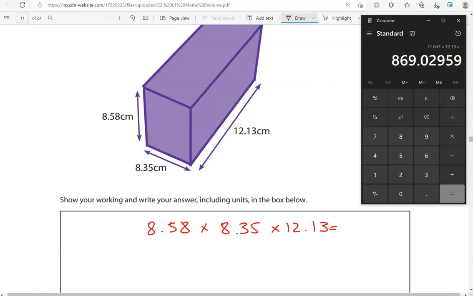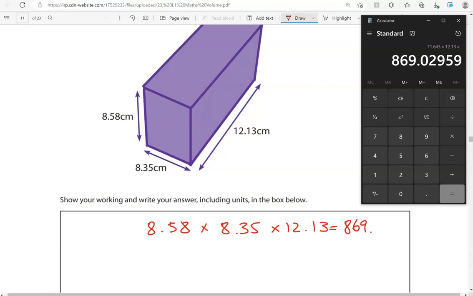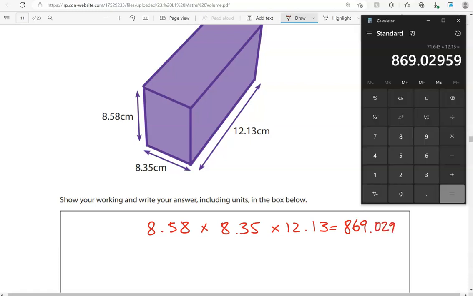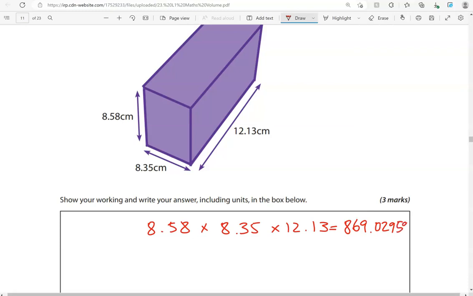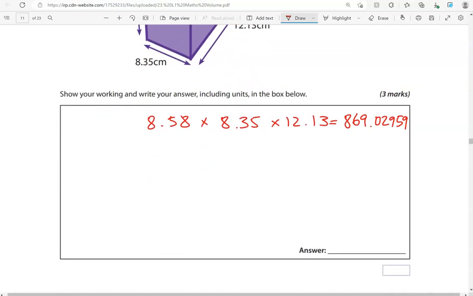And that gives us 869.02959. So I'm going to say 869 cubic centimeters, because we input centimeters.